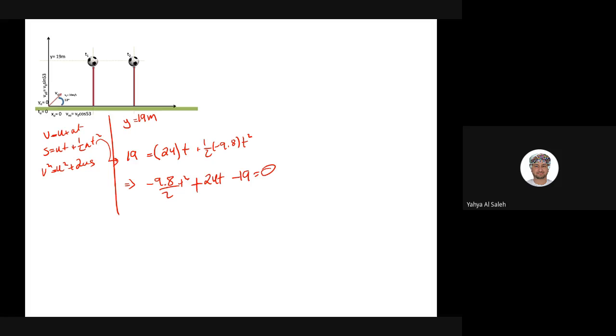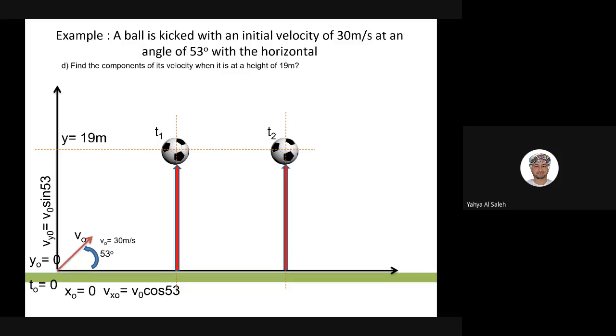Now that gives me a quadratic equation with t squared. If I solve this quadratic equation, it will give me two possible times: 1 second and 3.8 seconds. Which makes sense. At 1 second, it's going up. At 3.8 seconds, it's coming back down again. But it still hasn't answered our question.